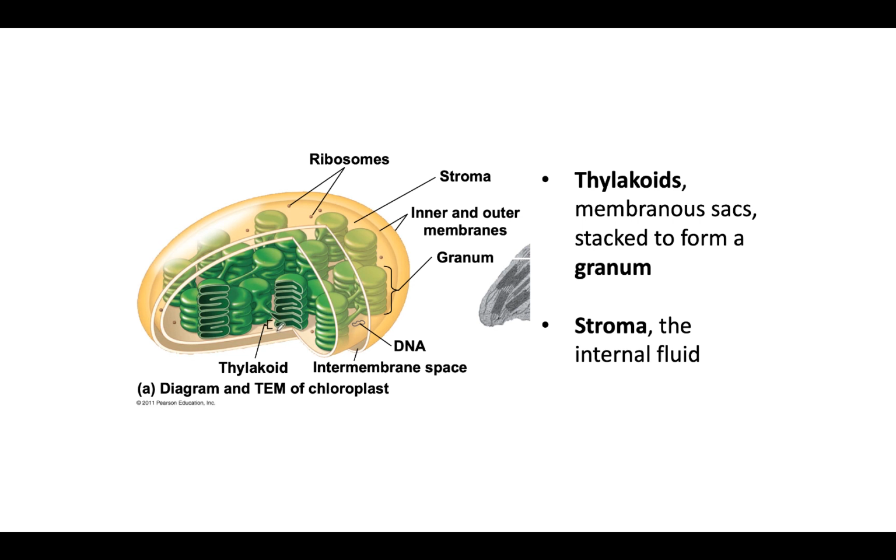And inside the chloroplast, you can see something that looks like stacked pancakes. We call this a granum, and each pancake is called a thylakoid. So a thylakoid is a membranous sac stacked to form a granum. The rest of the space, filled with liquid, is called the stroma. Stroma is the space filled with internal fluid.